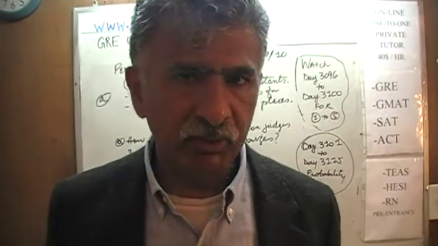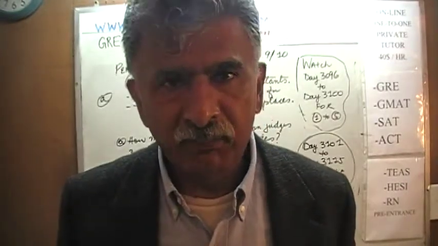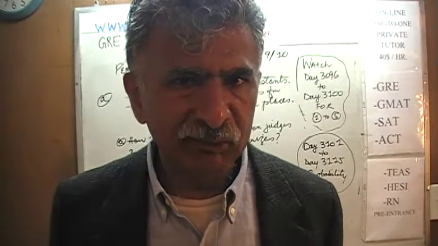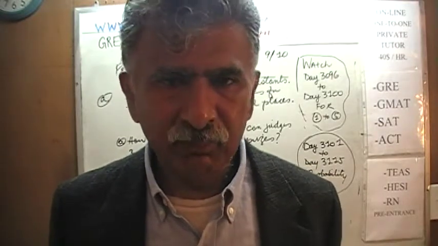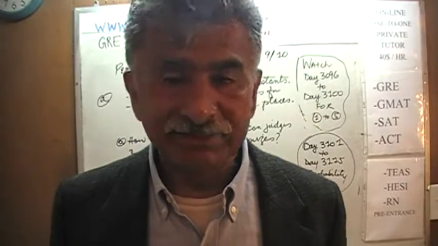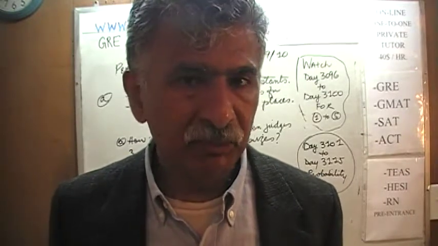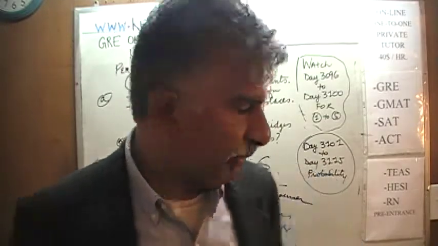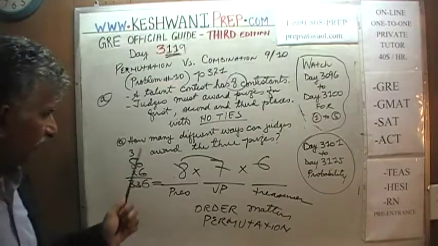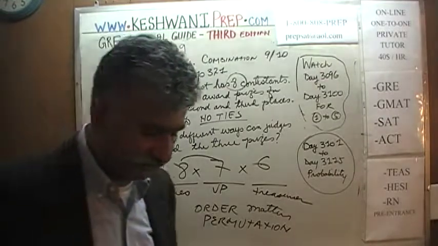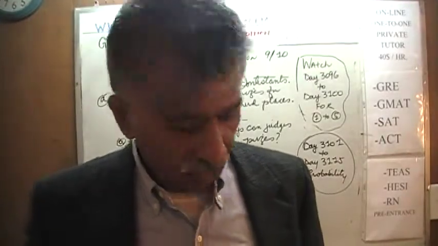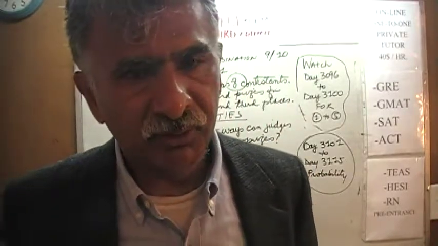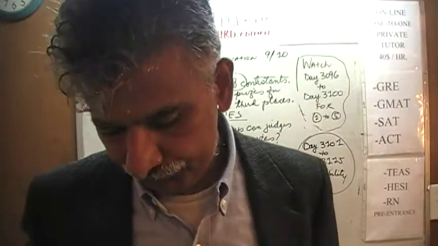If they were simply serving on the committee with no titles, then it would have been a combination. The order wouldn't matter. A group of 3 people, whether it's A, B, C, or B, A, C, or C, A, B, is the same group. That's not what we're dealing with here. We're picking 3 people to serve as president, vice president, and treasurer. Position matters. Order matters. It's the exact same problem as before. There are 336 ways that we can pick 3 people to serve in the capacity of president, vice president, and treasurer if we had a total of 8 people.